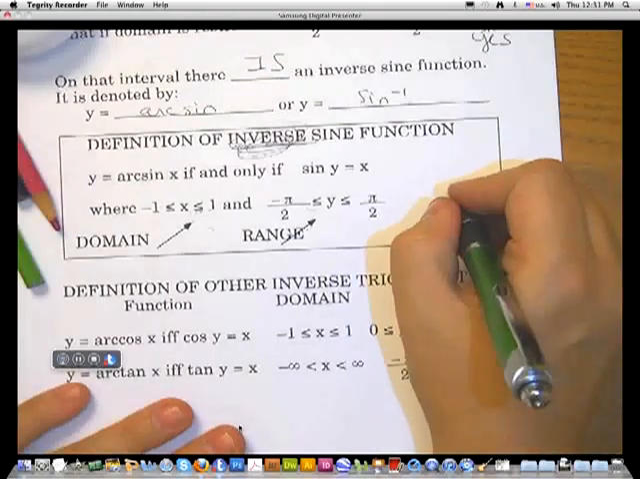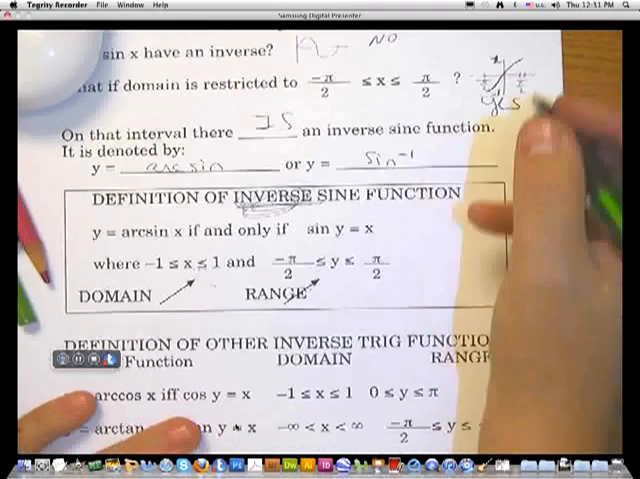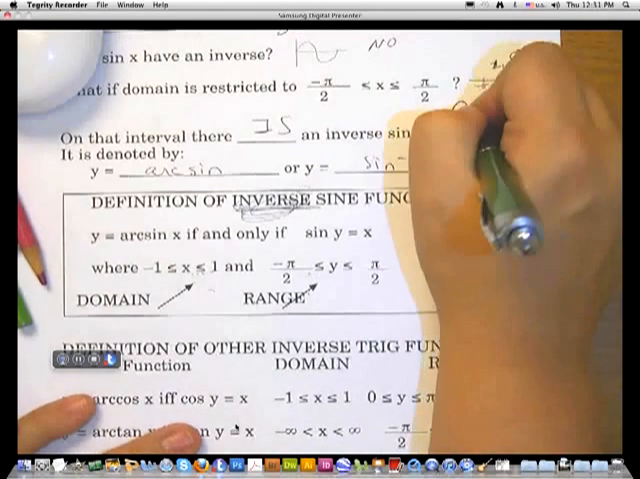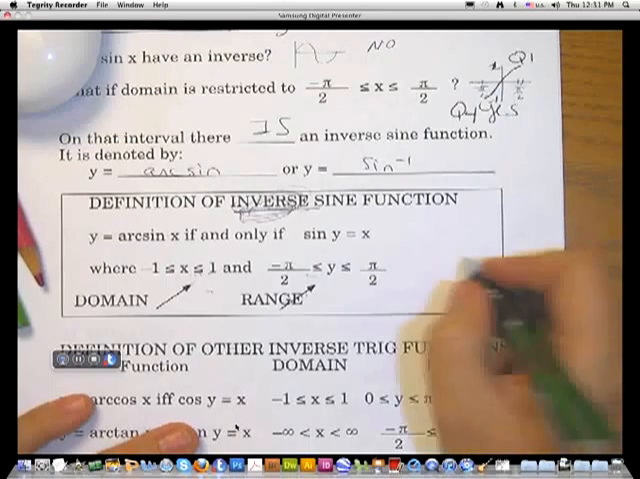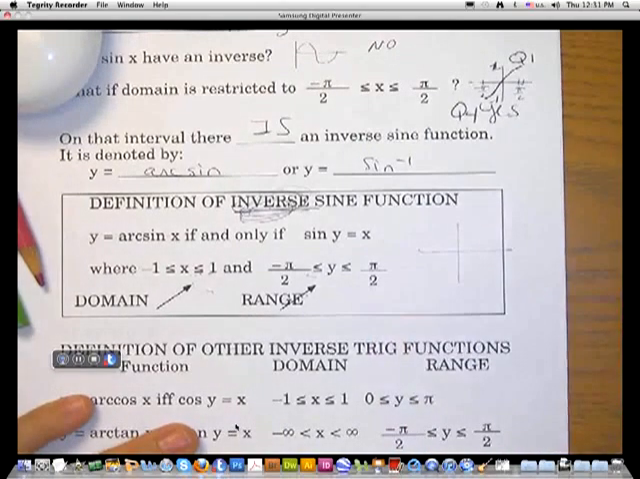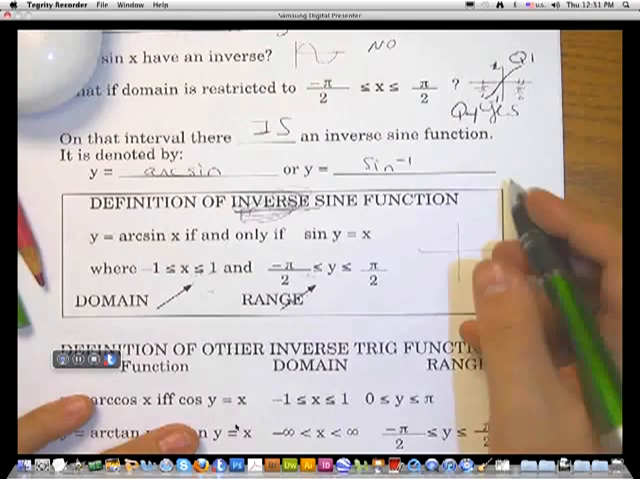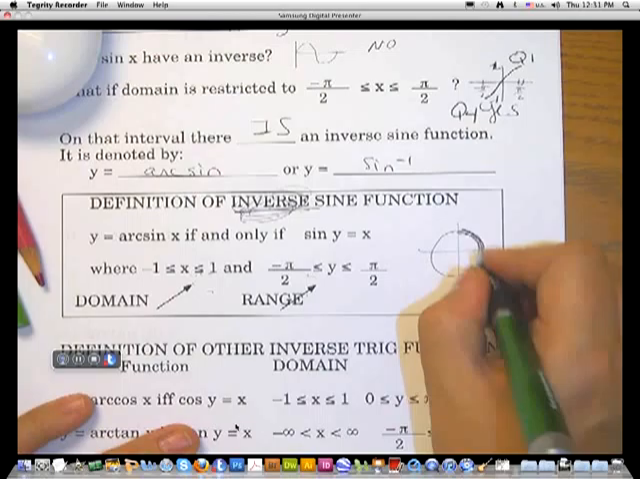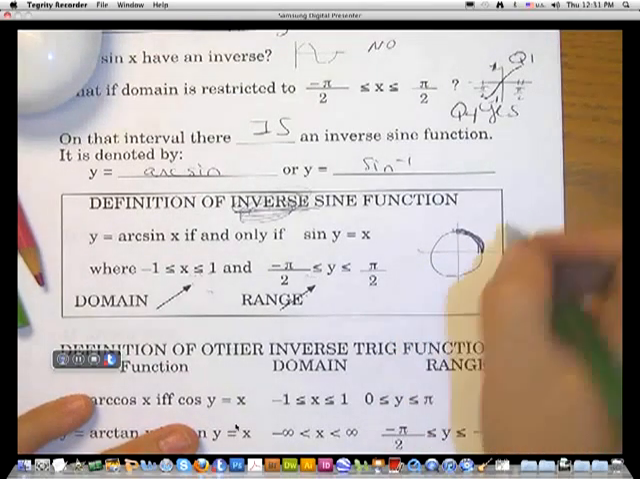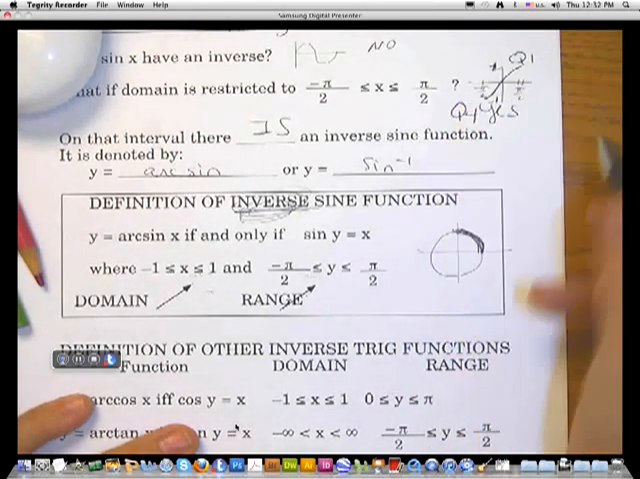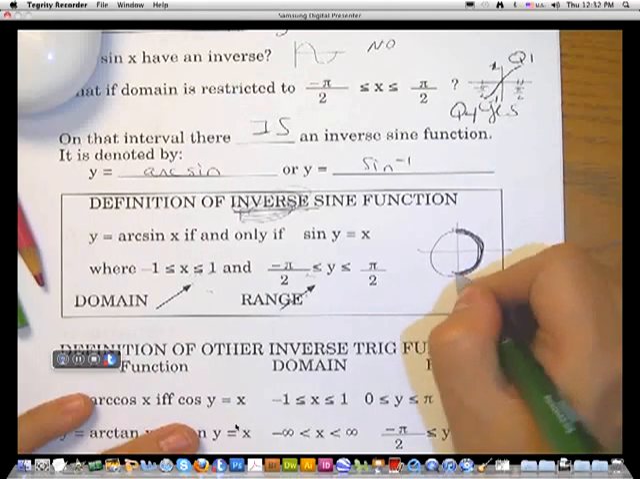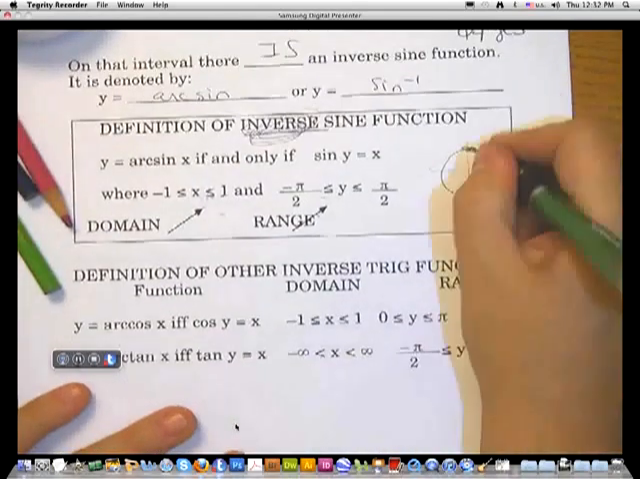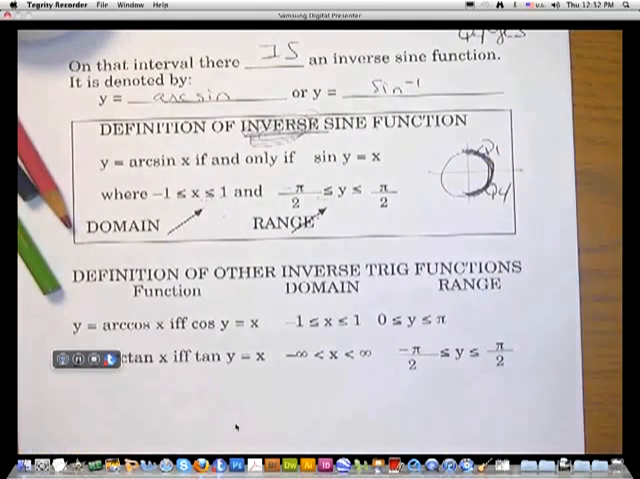When we look at this, it is in quadrant 1 and in quadrant 4. If I were to look at a picture of my XY axis, this part of my circle is quadrant 1, but then we're looking at this backside, and this backside would be quadrant 4. So quadrant 1 and quadrant 4.